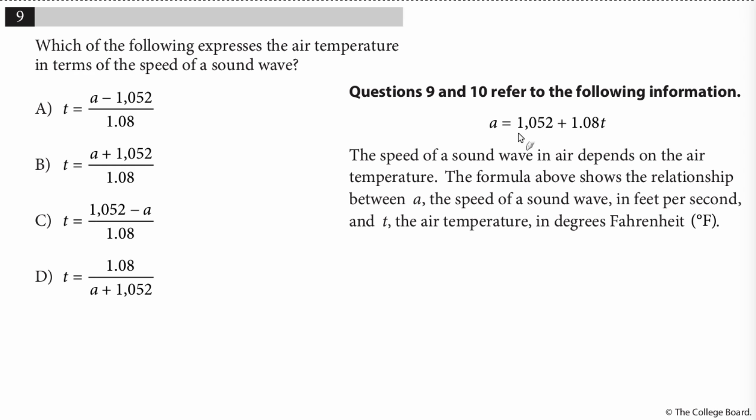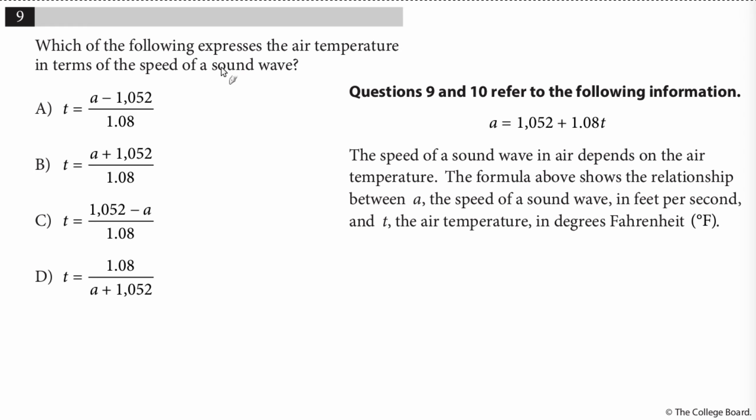We have A equals 1052 plus 1.08t. The speed of a sound wave in air depends on the air temperature. The formula above shows the relationship between A, the speed of a sound wave in feet per second, and T, the air temperature in degrees Fahrenheit. Which of the following expresses the air temperature in terms of the speed of a sound wave?